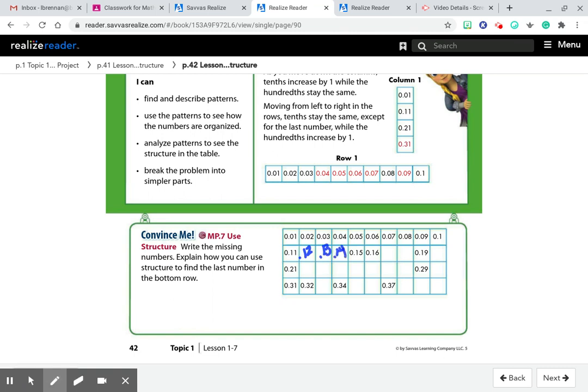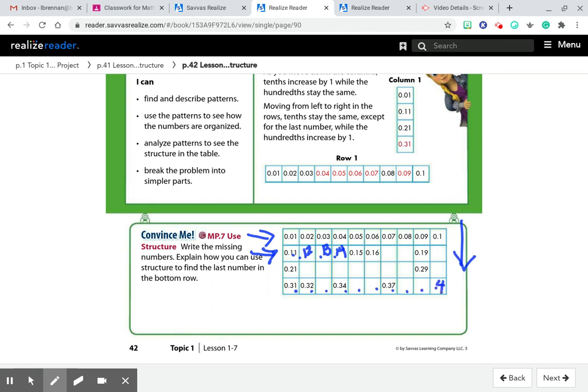Write the missing numbers, explain how you use structure to find the last number in the bottom row. Moving down from 1/10, you increase the tenths by 1 for each row. So I notice the hundredths are staying the same in each row, and the rows are this way, and columns are this way. You need to learn those terms for math. As I'm going across, I'm increasing by 1 in the hundredths place. So this is 31, 32, 33, 34, 35, 36, 37, 38, 39, and this would be 0.4, 40.